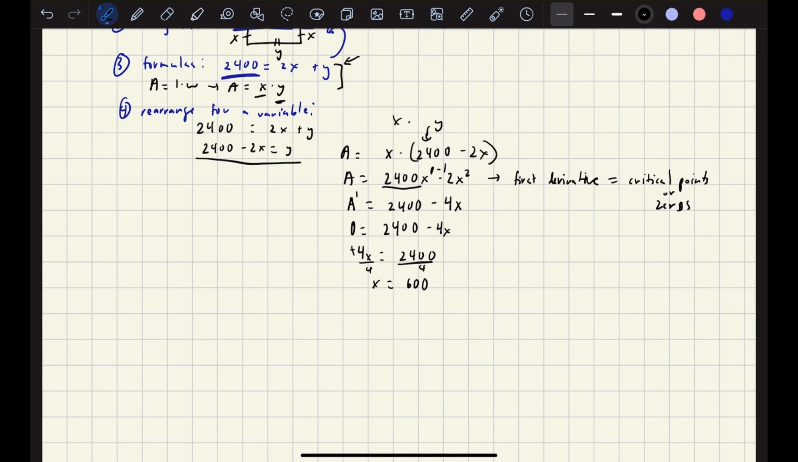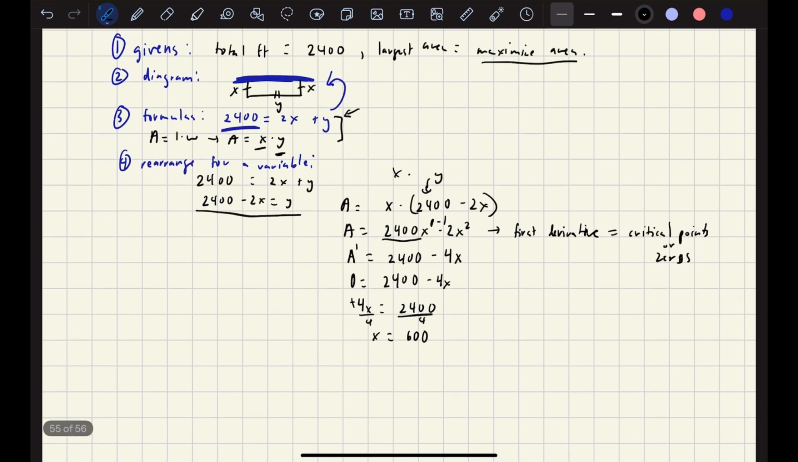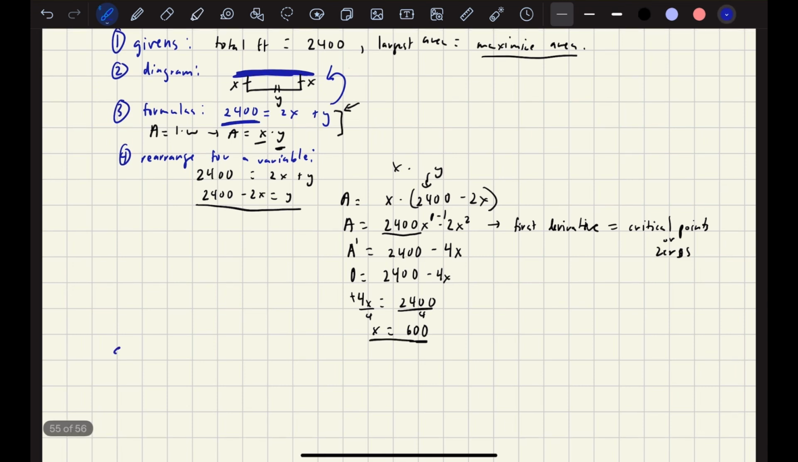So now that we have our x value, we go back to the question. What does the question ask us again? What are the dimensions? So that means we need both our x and our y. We've solved for our x, which means we can now plug this x value back into our formulas we wrote over here to figure out our y, right? So now the fifth step is going to be plug in for other variable.